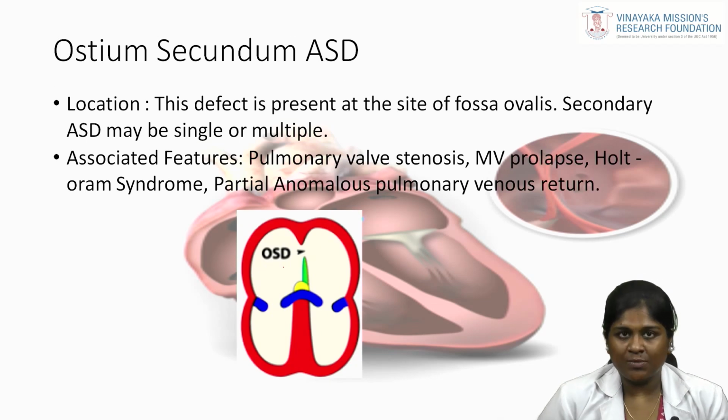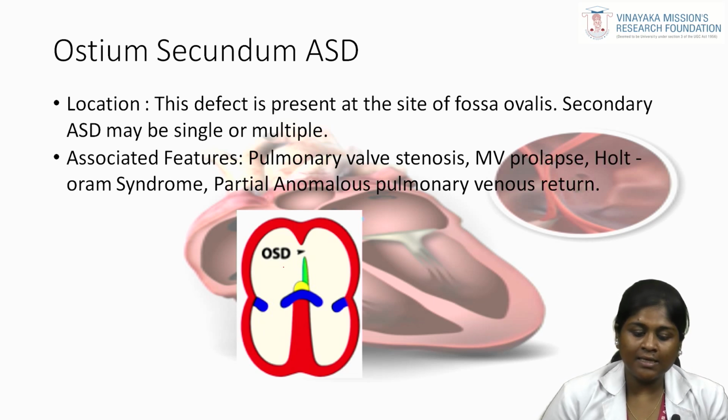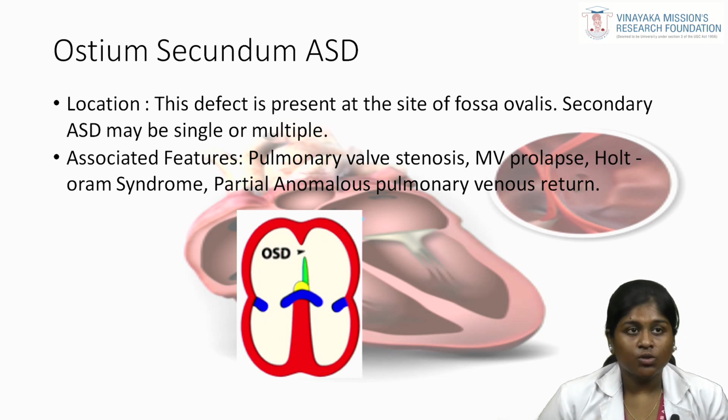Next we have ostium secundum ASD. The location of ostium secundum ASD is the defect present in the site of the fossa ovalis. Secundum ASD may be single or multiple. When the ostium secundum doesn't develop properly, the roof of the atrium will be unclosed, and that causes ostium secundum ASD. The features associated with ostium secundum ASD are pulmonary valve stenosis, mitral valve prolapse, Holt-Oram syndrome, and partial anomalous pulmonary venous connection, that is PAPVC.